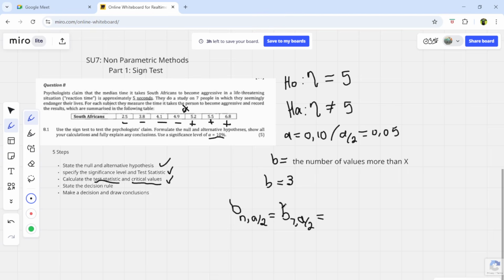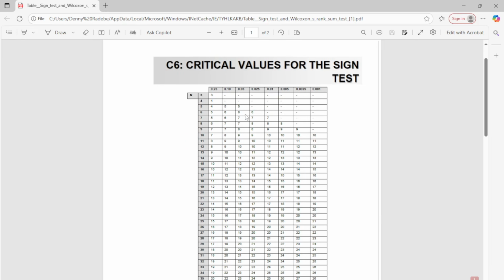Now, where do you find this actual value? You're going to go to the table. It's there on Ifundi. It's there at the end of the textbook. The table looks like this. It's called critical values for the sign test. So you're going to look for where your sample size is 7 in this case. So if you have 12, you're going to look for 12, if it is 15, you're going to look for 15. So it's going to be 7 for this one.